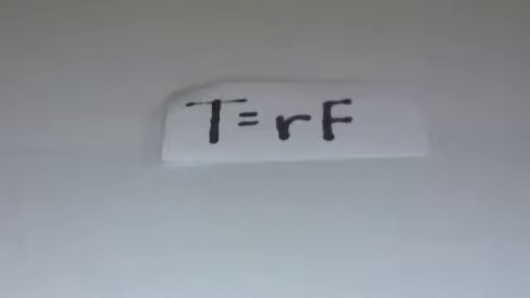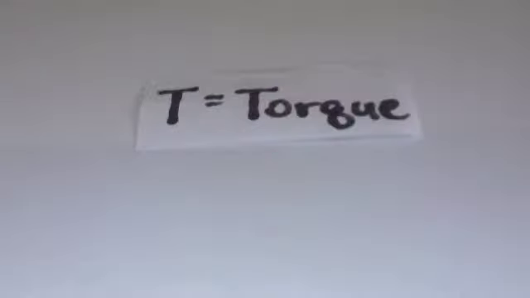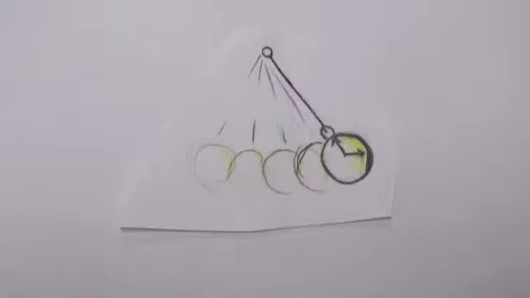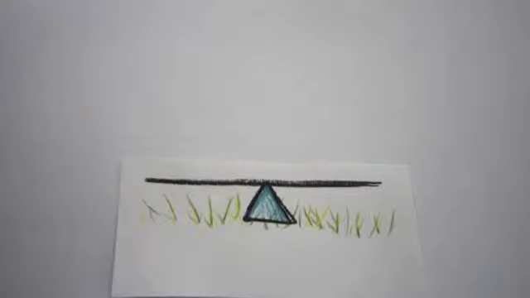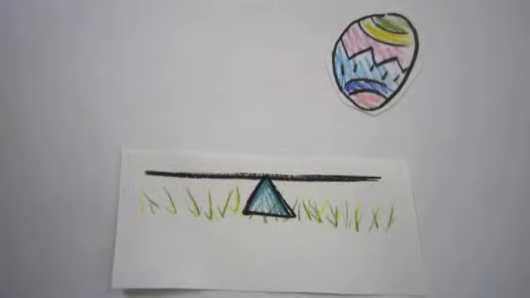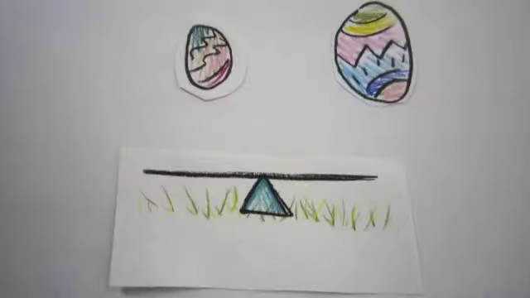The formula for torque is T equals Rf, where T is torque, R is radius, and F is force. The radius is the distance from the axis of rotation to the point where force is applied. At this point, you may be wondering, how is torque applied in the real world? Take a seesaw, for example. For festivity, we will demonstrate it using Easter eggs.